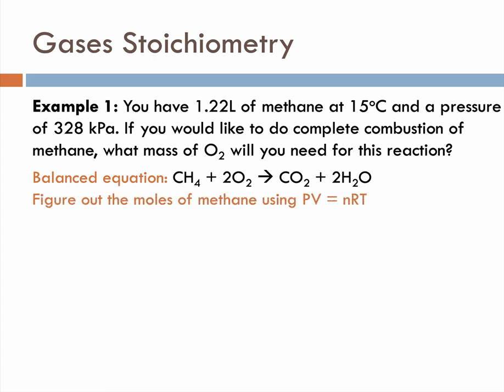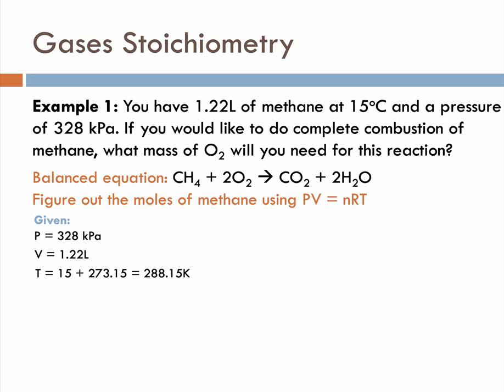The next move I need to do is get into mole land. If you remember, this was true of every kind of stoichiometry problem we did. If we started with mass, before you can do stoichiometry, you've got to get into moles. If we started with concentrations, before we can do any stoichiometry, we've got to get into moles. So let's use our equation PV equals nRT to get into mole land. So write out our givens. We know the pressure, we know the volume, we know the temperature.